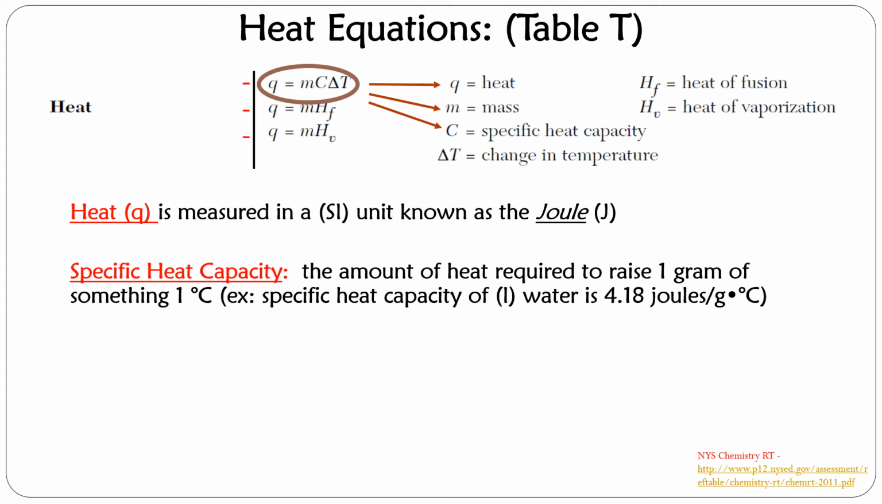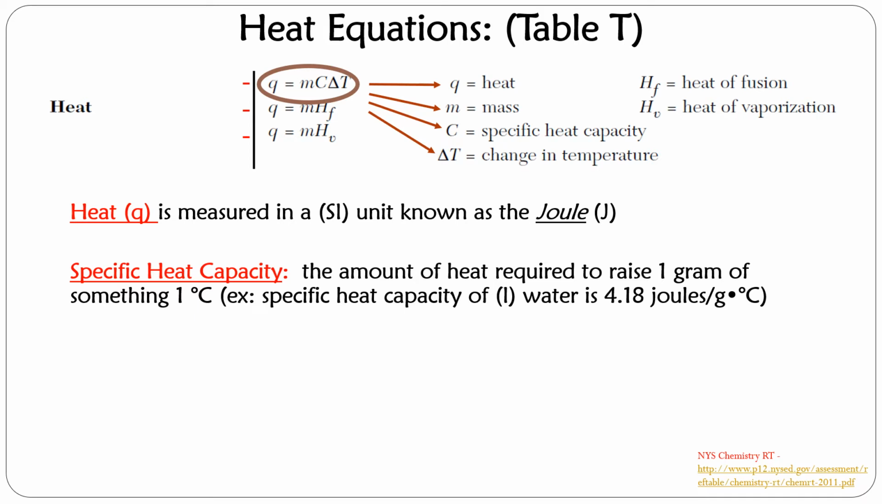For example, the specific heat of water is 4.18 joules per gram degree Celsius. What this means is that if you have 1 gram of water and you want to raise the temperature of that 1 gram of water by 1 degree Celsius, you will need 4.18 joules of heat energy. That's what the specific heat means. Now, do you need to memorize this specific heat for liquid water? Nope, because it's given to you, and I will show you in just a bit where that amount is given.